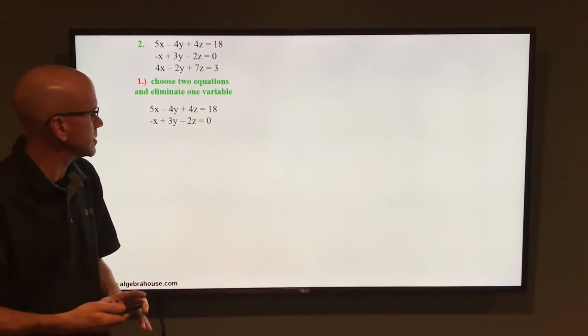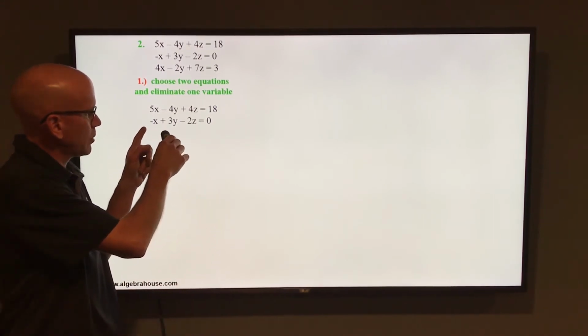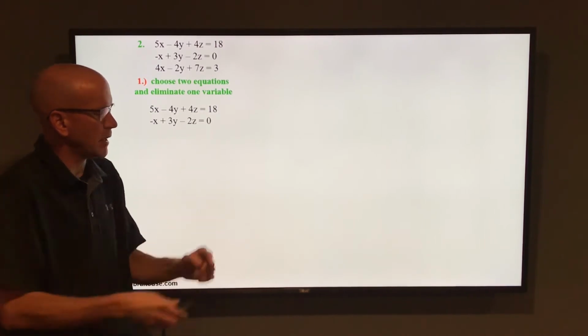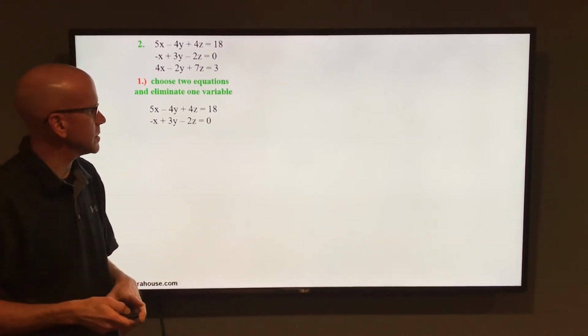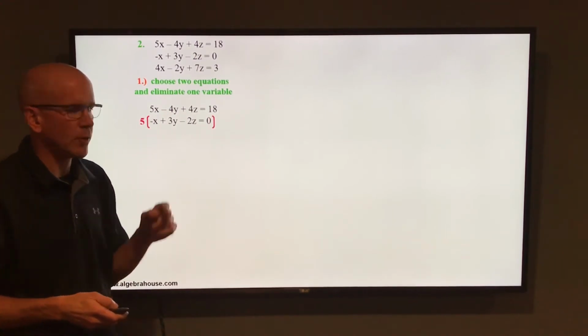When you're deciding on which variable to eliminate, the x looks pretty easy. You multiply the bottom by 5 to eliminate the x, or the z looks pretty easy. Multiply the bottom by 2 to eliminate the z. So for this, I'm going to multiply that bottom by 5. I am going to eliminate the x.